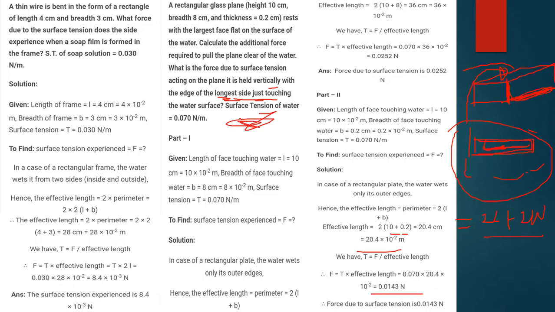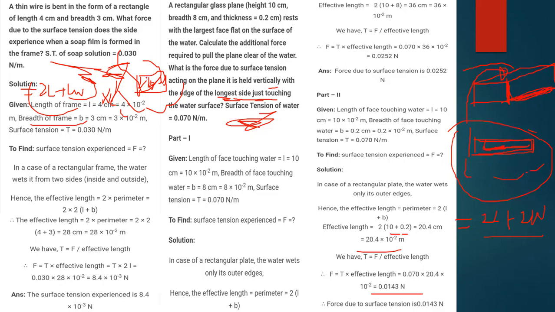So differentiate ukiwa na hii, ukiwa na wire ukiwa bent. Wire ukiwa bent ndani pako free liquid also kuingia na huku nje kunakuwa na liquid. So perimeter yake 2L plus 2W, hii tunai multiply by 2 kwa sababu kuna nje na ndani. Tofauti na ikiwa rectangular glass plane.